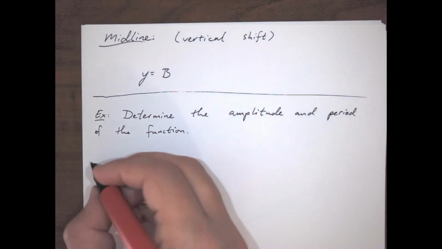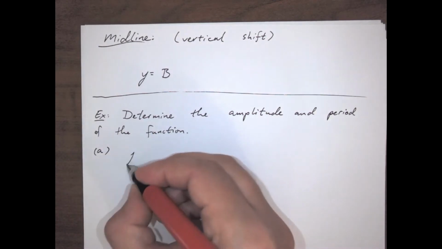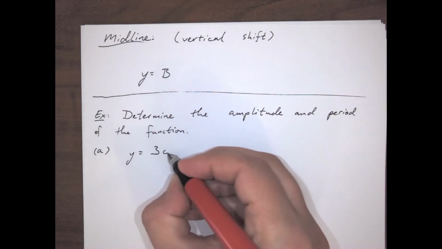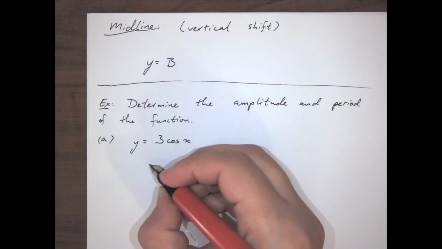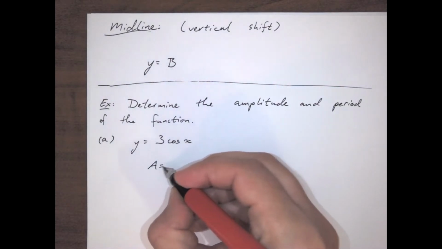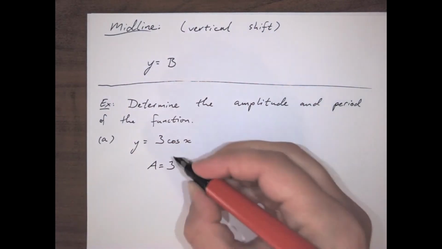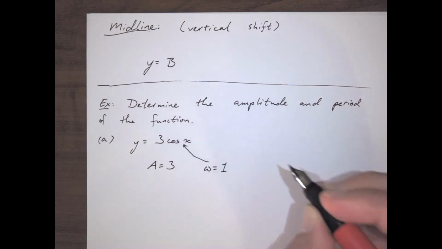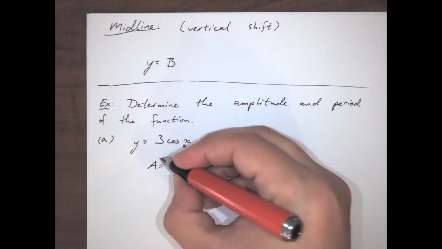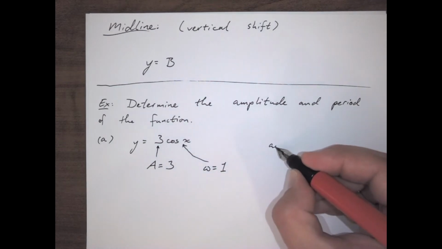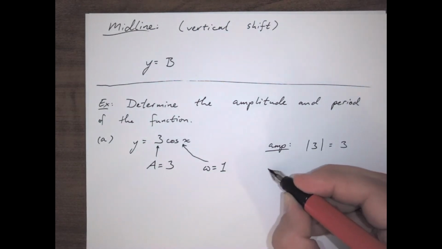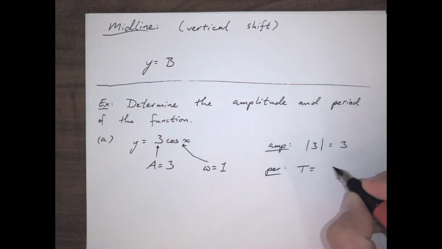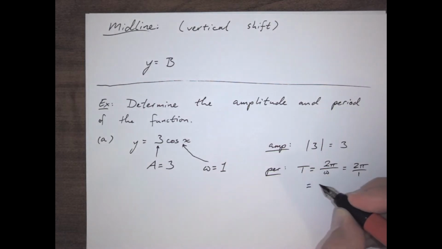All right, so first off, let's take something relatively straightforward. y equals 3 cosine x. Now, the way we can do this is we just identify the ingredients that are playing the roles of A, omega, and B. So A equals 3. As for the omega, that's the part that goes right here. And because there is nothing written there, that means it's a coefficient of just 1. So A equals 3, omega equals 1. So that means that the amplitude will be the absolute value of 3, which is just 3. The period would be T equals 2 pi over omega, which is just 2 pi over 1, which is just 2 pi.